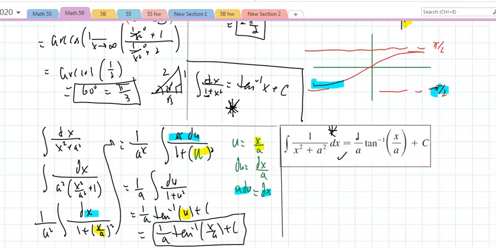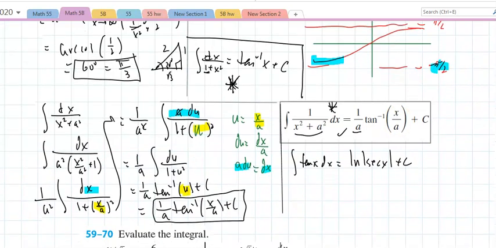So I need you to memorize 4 integrals. The first one was the integral of tan of x dx. That was natural log of absolute value of secant of x plus c. I needed to memorize the integral of 1 over x squared plus a squared is 1 over a, the inverse tangent of x over a. And there are 2 more that are coming your way.